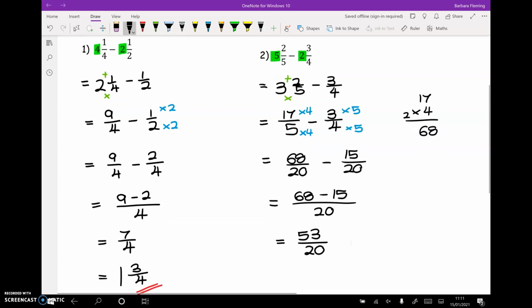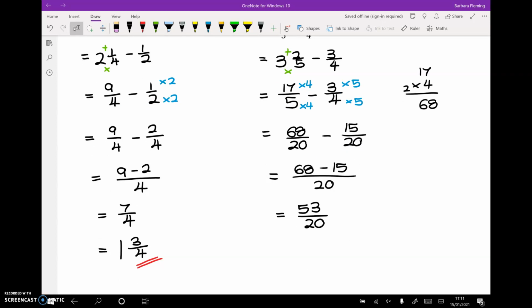And 68 take away 15, that's going to leave you with 53/20. And again, I can't think of any numbers that go into both 53 and 20. So how many 20s are in 53? Well, 2 20s are 40. We've got 13 left over. So you've got 2 and 13/20. And you're done.